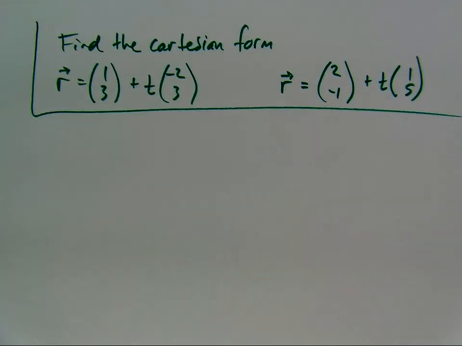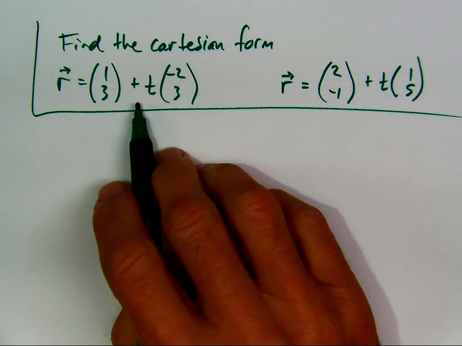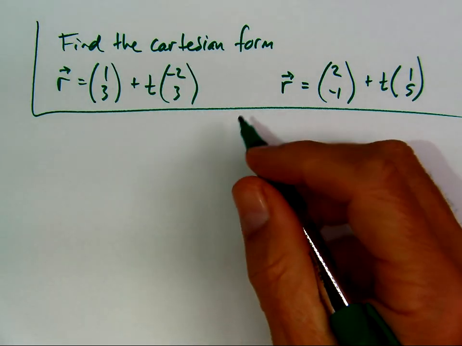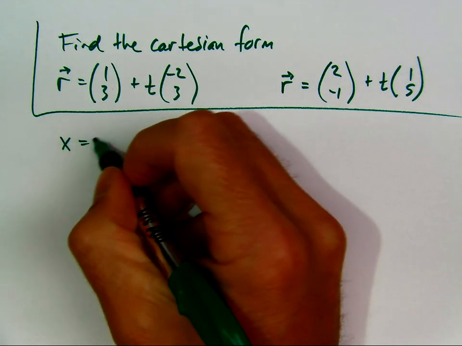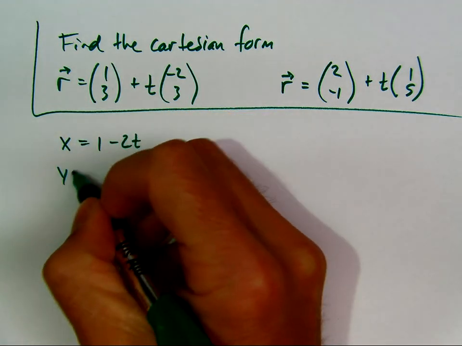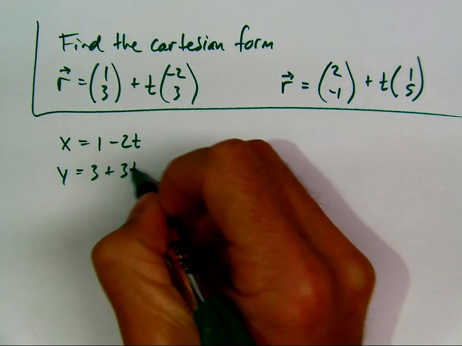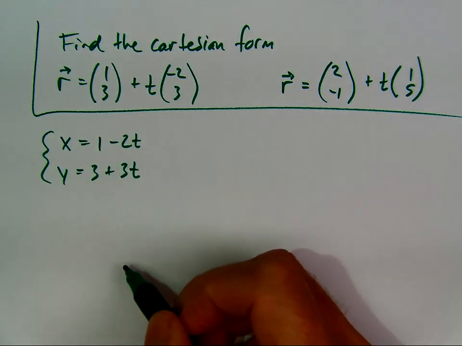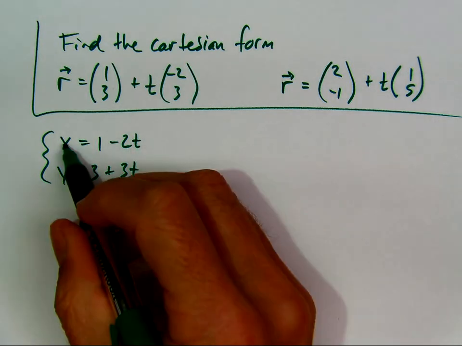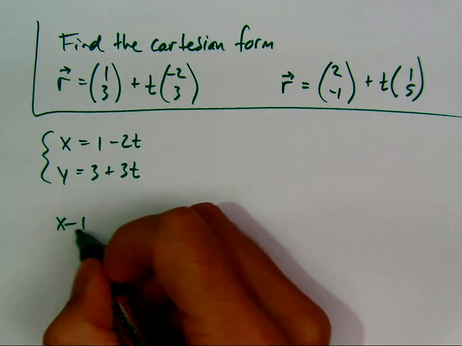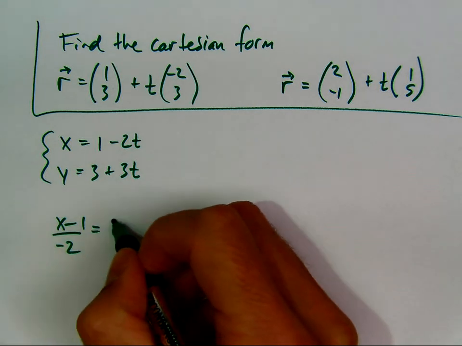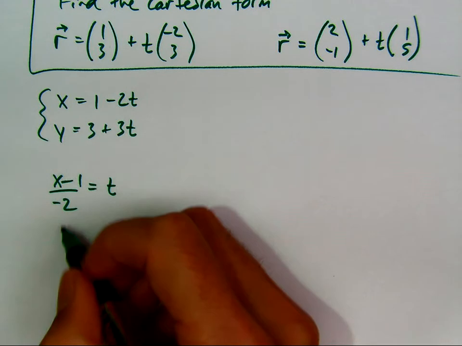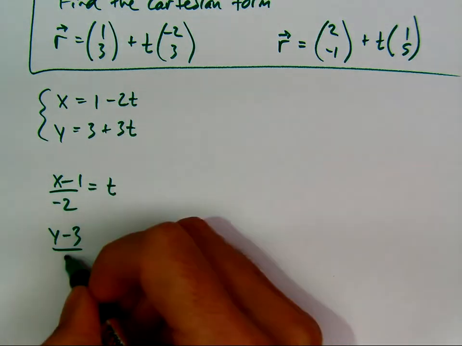All right, now we have vector form going to Cartesian form. So let's first put it into parametric form. There's parametric. We're going to leave it in parametric form, but we're going to solve for t. So it's going to be x minus 1, and then divide by -2. Solving for the parameter t, y minus 3 divided by 3.